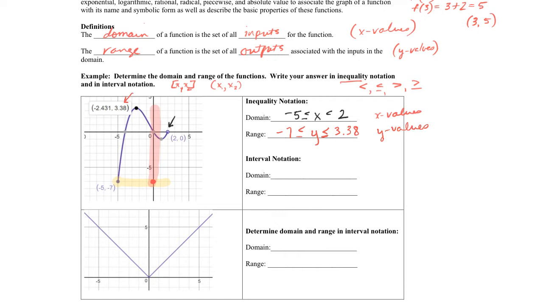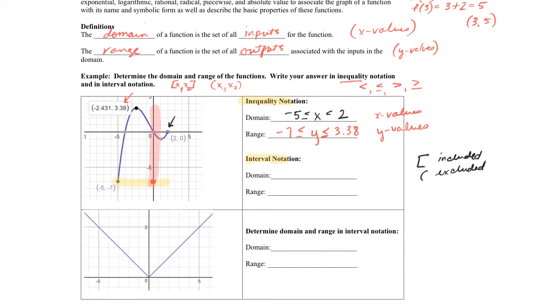Now, that's inequality notation. If I asked you to write this in interval notation, we're going to talk about whether or not you use a bracket or a parenthesis. A bracket means the value is included, and a parenthesis means the value is excluded. That's really the only difference. So we're going to rewrite the same information from inequality notation in interval notation.